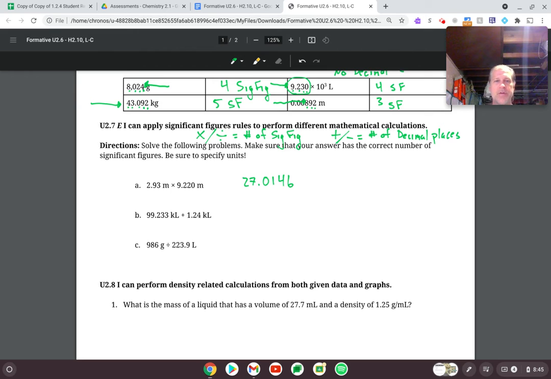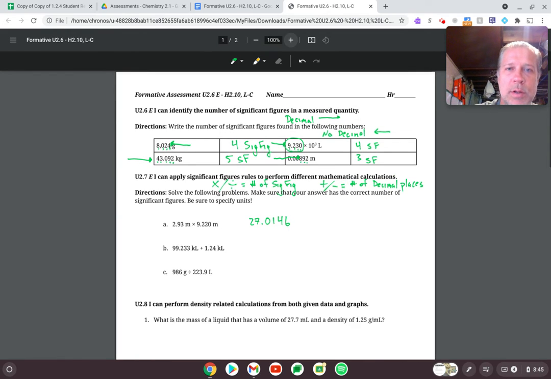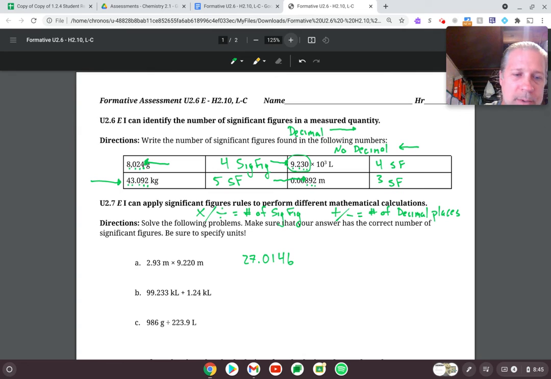So the first thing I'm going to do is go back and count the number of actual sig figs. So 2.93, I'm going to draw my arrow because there's a decimal, coming in here and count, and there's 1, 2, 3, so 3 sig figs. And then there's the 9.220. There's also a decimal there. So 1, 2, 3, 4.